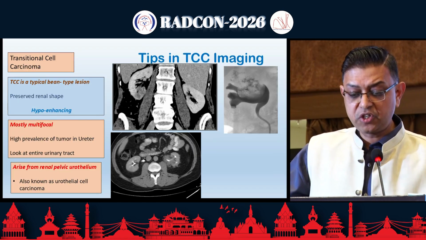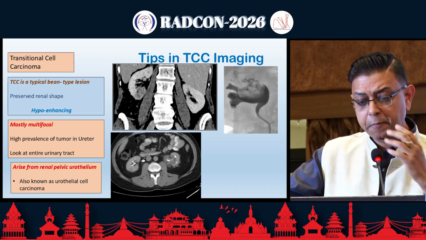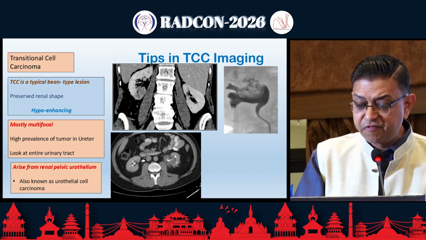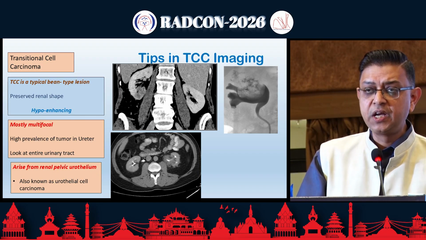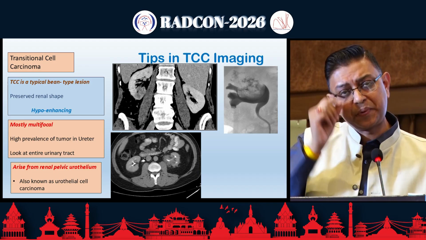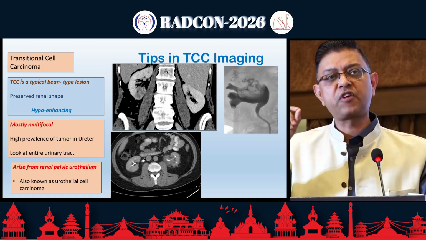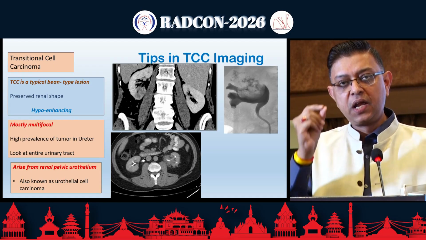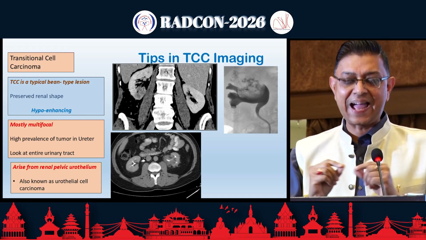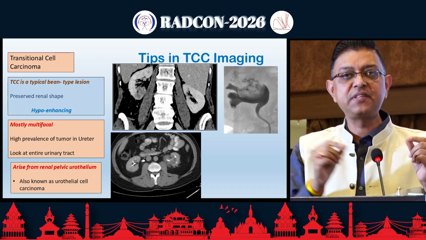Transitional cell carcinoma per se is a bean-type lesion which infiltrates the pelvicalyceal system. Now, these are notorious for spreading along the urinary tract. So, if you see a small focus of carcinoma in the collecting system, make sure you see the full ureter and the urinary bladder, because they might be somewhere else.